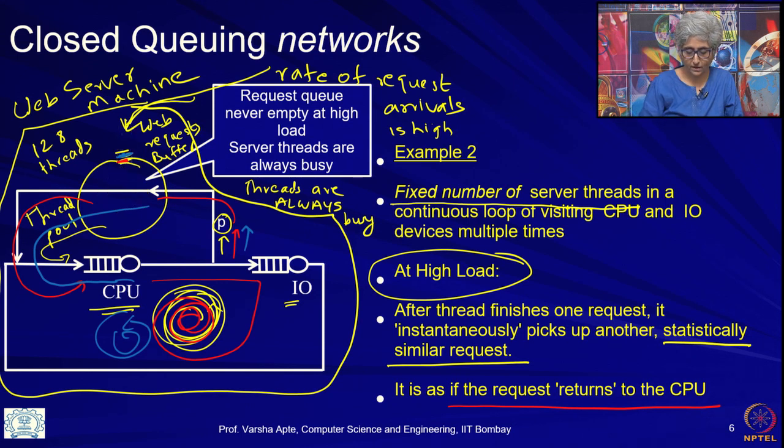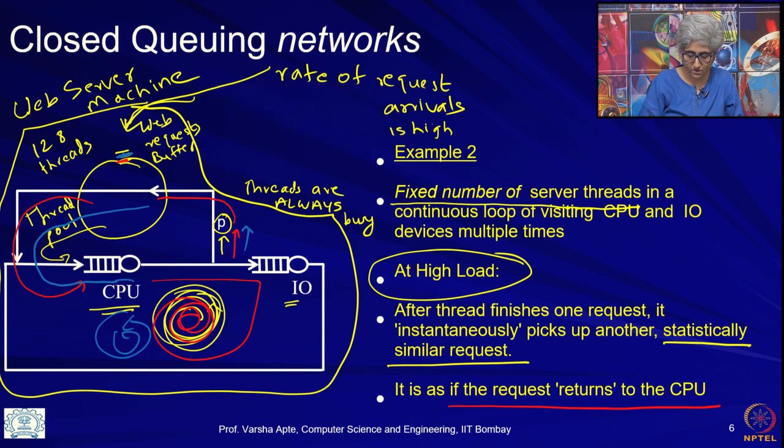We actually remove the representation of that node of the thread pool queuing system, and we just think of this as a closed queuing network where these 128 threads are forever circulating between the CPU and IO, and even when the branch of this probability P of finishing is taken, it just directly comes back into the CPU queue. Okay. This branch will actually represent completion of a request.